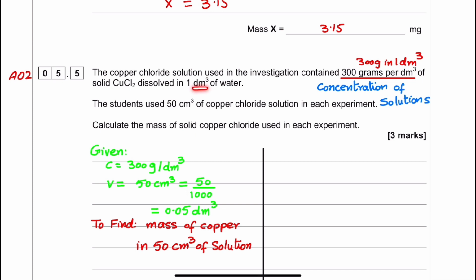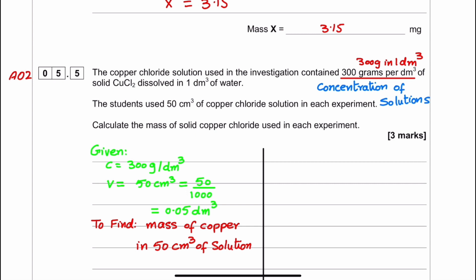You can see the units here. It is dm cube and here the units are used, that is cm cube. First of all, we need to change the units. Because my values are given here 300 grams per dm cube. So first of all, the student needs to convert 50 cm cube into dm cube to get 1 mark.